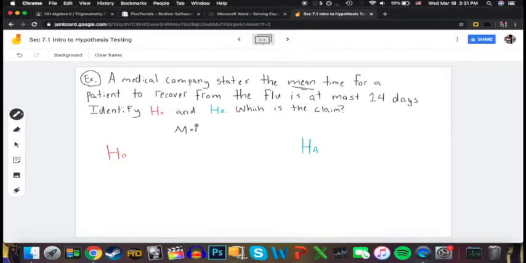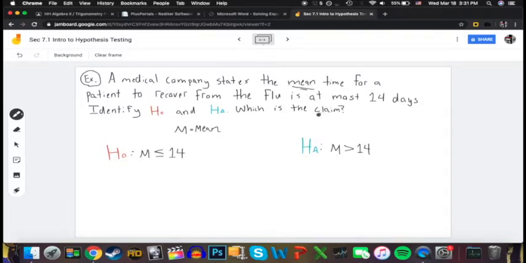So here, if we're dealing with at most, this tells us that mu has to be less than or equal to 14. Because that's what they're saying over in this statement here. Now, the complement to this, or the alternative hypothesis, is just to use the other inequality, pretty much the opposite of this one. So the alternate hypothesis is stating that the mean recovery time is going to be more than 14 days in this particular example.